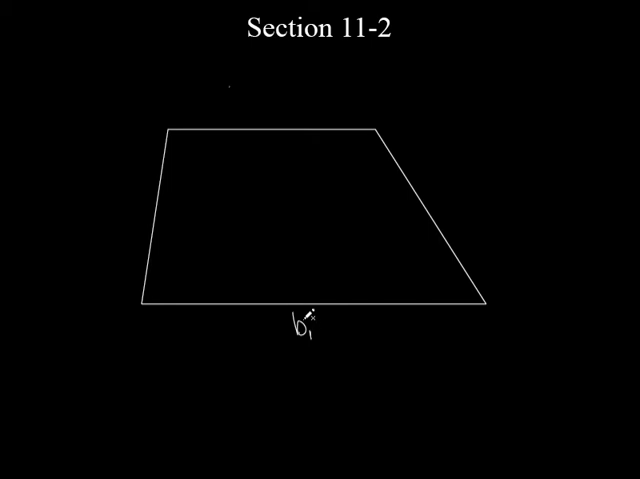So this would be, we'll call it B1 for the one base, and this would be B2 for the other base. Everybody with me on that? So it actually has two bases. A triangle only had one base because these two sides came up to a point, didn't they? So they didn't have two bases. This has two different bases, but the formula is really close to the same thing.